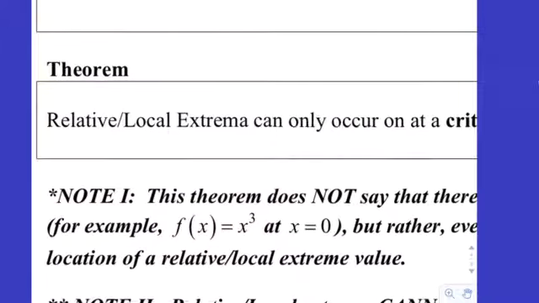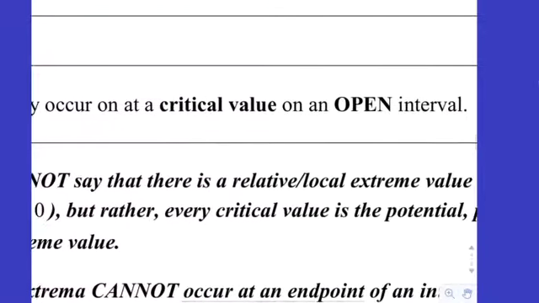So here's the theorem now. We know that absolute extrema can only occur at critical values or endpoints. This one says relative or local extrema can only occur at critical values on the open interval. They can't be endpoints. Can't be endpoints.